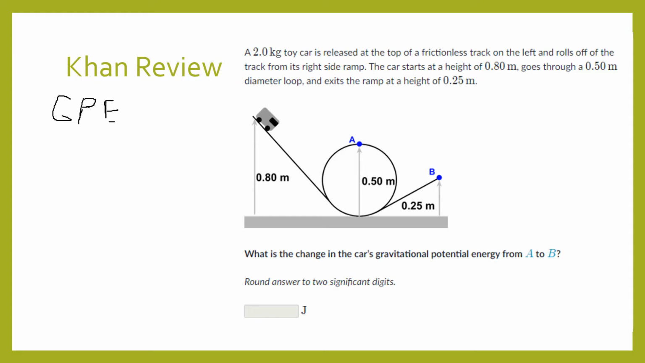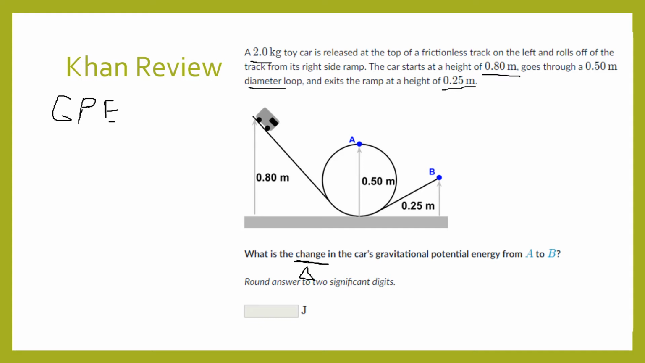It says a 2-kilogram toy car is released at the top of a frictionless track on the left and rolls off the track to the side of the right. The car starts at a height of 0.8, goes through a 0.5 meter diameter loop, and exits the ramp at a height of 0.25. What is the change? Change means delta, the car's gravitational potential energy from A to B.